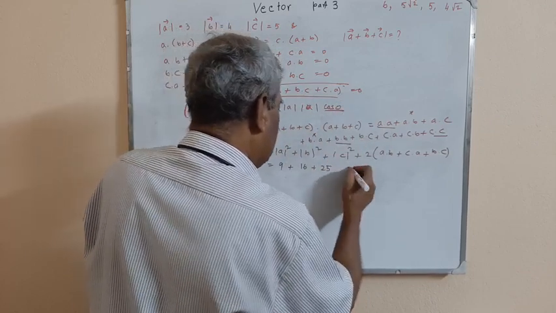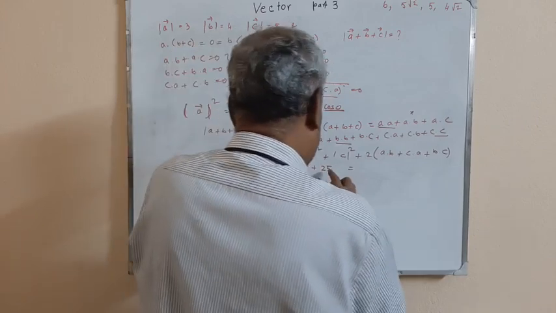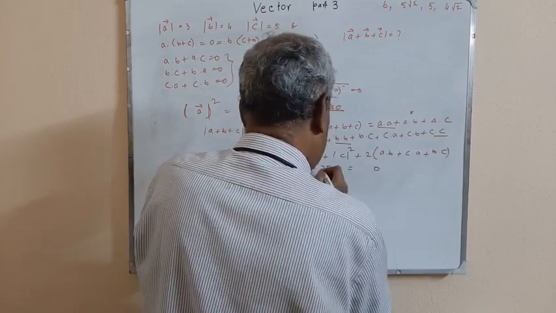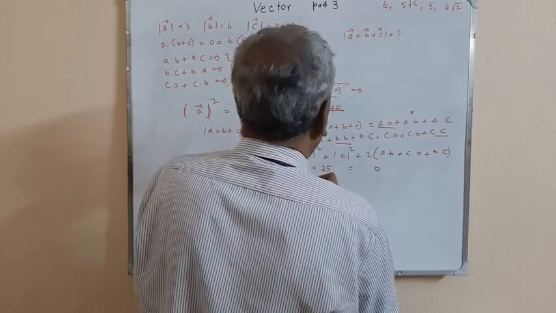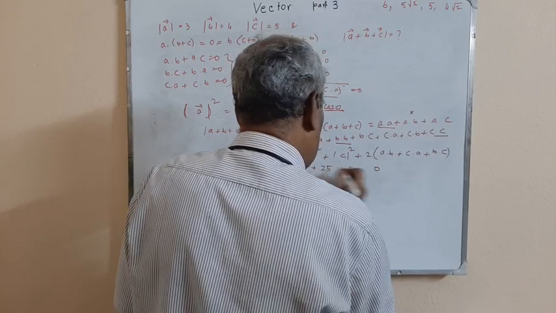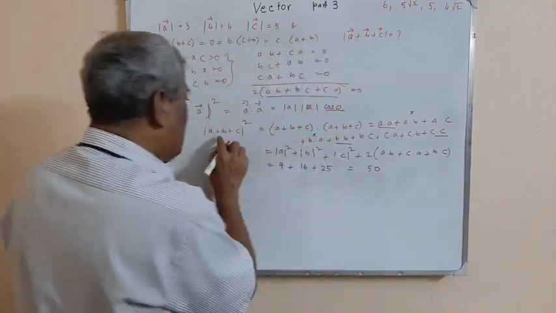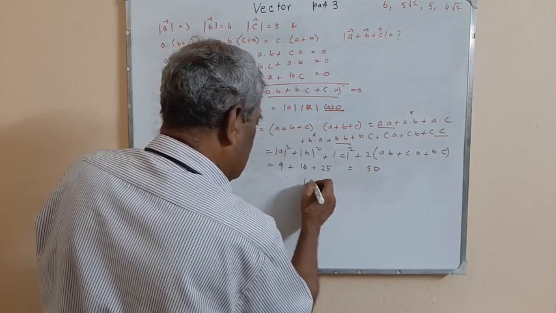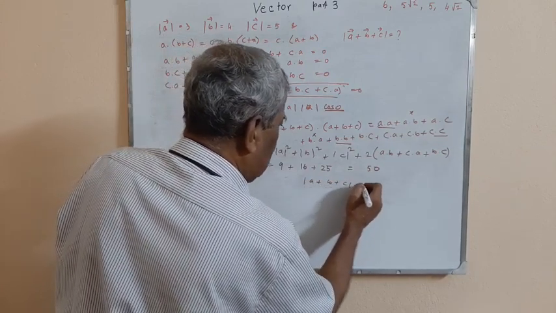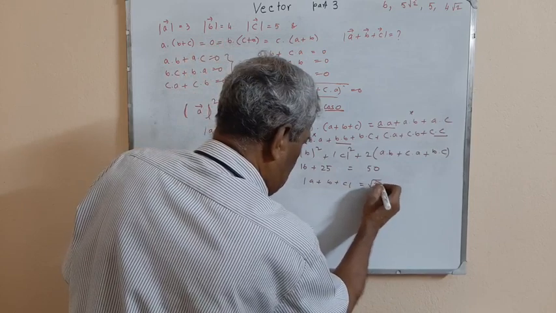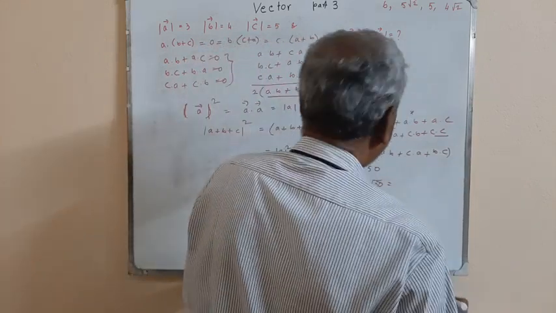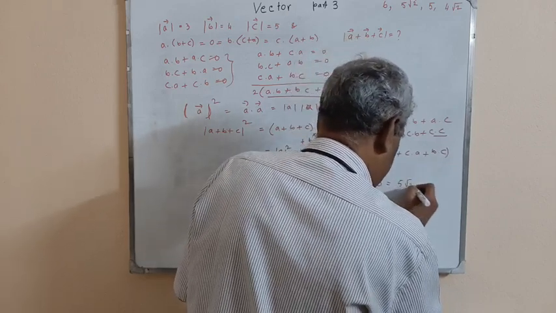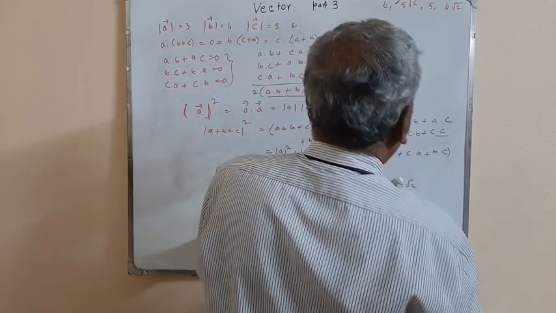So this is equal to 9 plus 16 plus 25, that is 50. Therefore magnitude of A plus B plus C whole square is equal to 50. Therefore magnitude of A plus B plus C is equal to root 50, that is root of 25 into 2, so 5 root 2. So this is our correct answer.